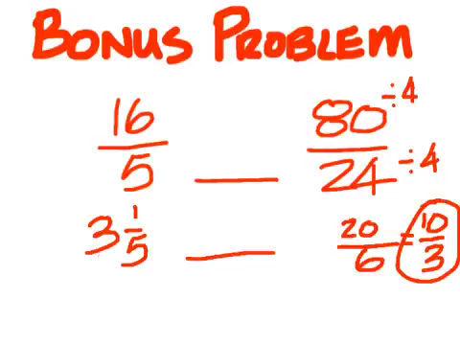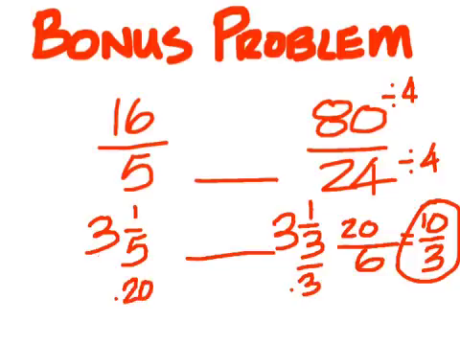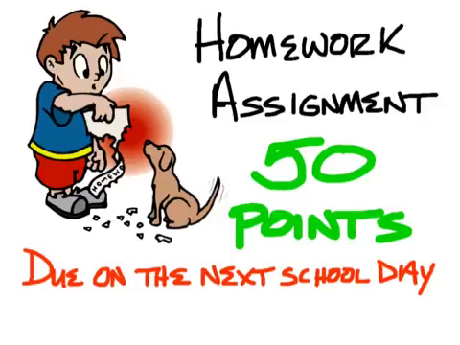And then over here on this side, 3 goes into 10 3 times with 1 left over. So this is really 0.20, and this is 0.3 repeating there. So your sign would have to be less than. Homework assignment is next.